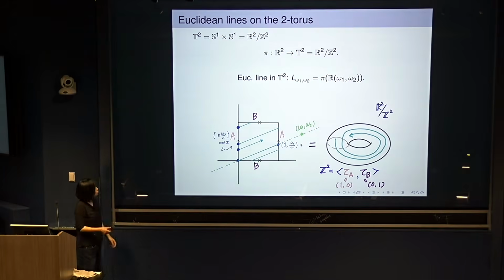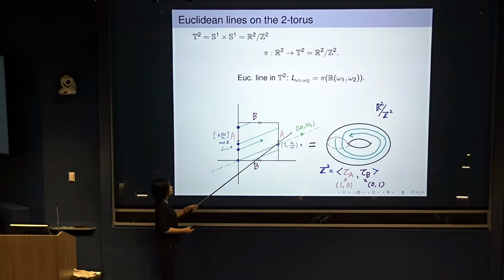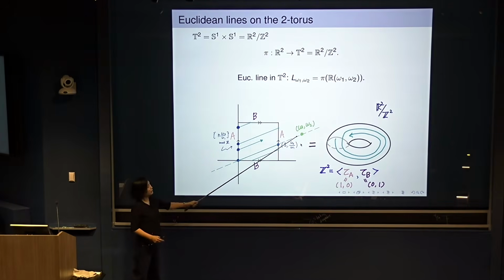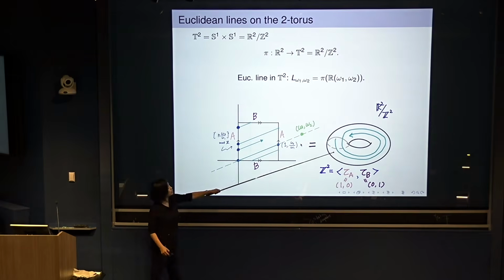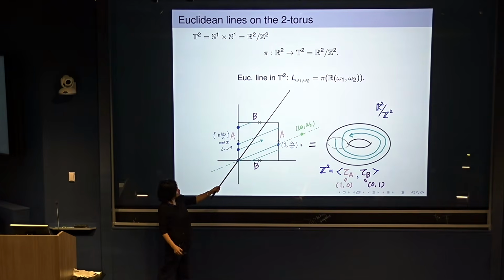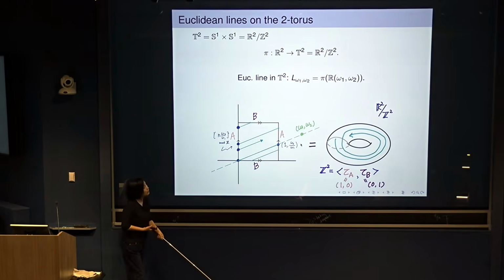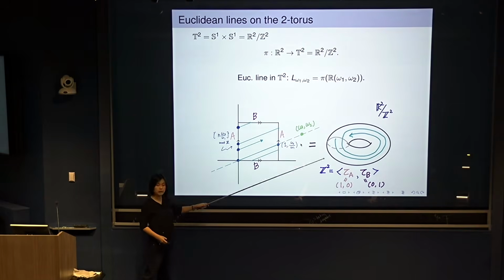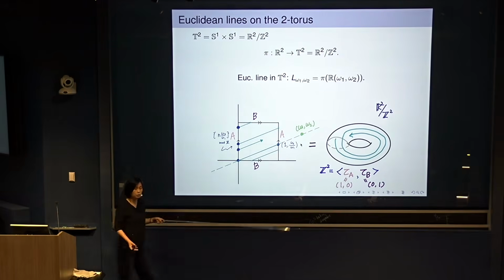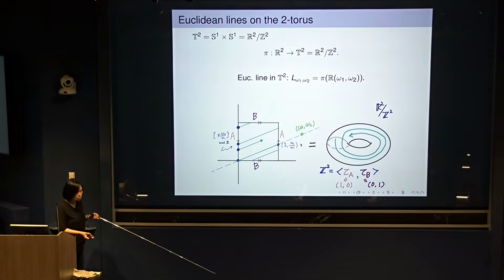So if I have omega 1 and omega 2, a point here, I'm going to denote by L sub omega 1, omega 2 the projection of the line passing through the origin and this point omega 1, omega 2. So I have this line, and the projection of this line is what I'm denoting by L sub omega 1, omega 2. Now let's imagine she travels along this Euclidean line on the torus. We want to ask, which places is she going to see?